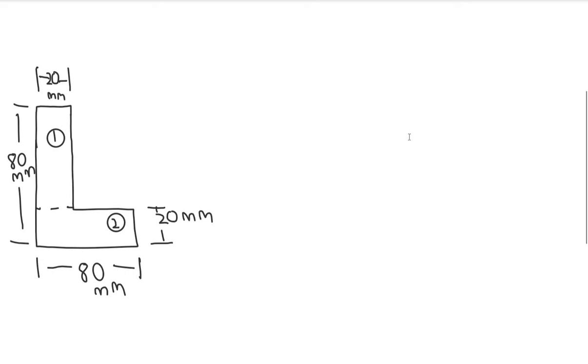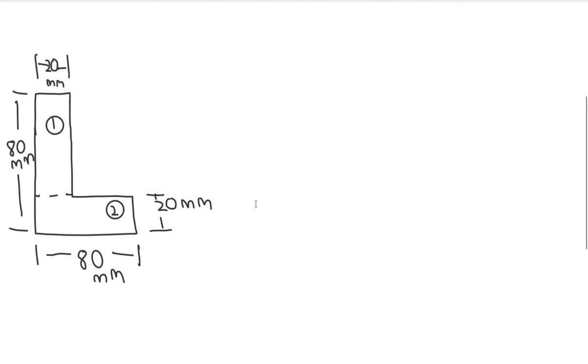Next, we will look at the L shape. As you can see, we have segmented the L shape into two parts, 1 and 2. For part 2, we have just found this. I should call this x bar 2. We found this earlier. X bar 2 is equal to 40 millimeters.